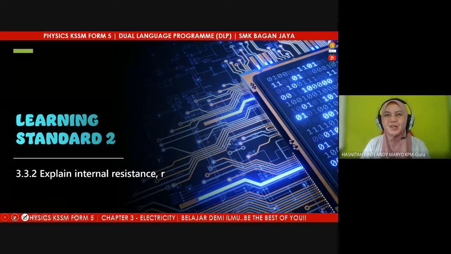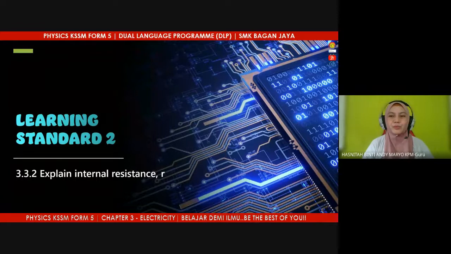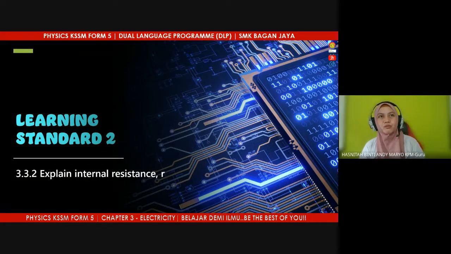Okay. So before we go to the second learning standard, can someone again give me the definition for EMF? What is EMF, students? Total work done by a source in driving 1 coulomb of charge around a complete circuit. Okay, very good, Sinwei. Okay, how about the rest? Ada lagi nak cuba? Yuan Han, what is EMF? Hong Jing, what is EMF? Total work done or total energy required in order to move 1 coulomb of charge around a complete circuit.